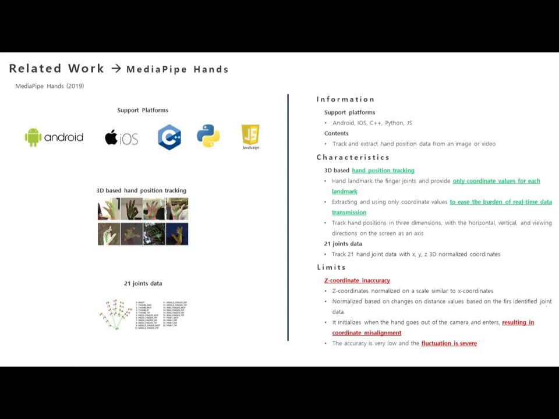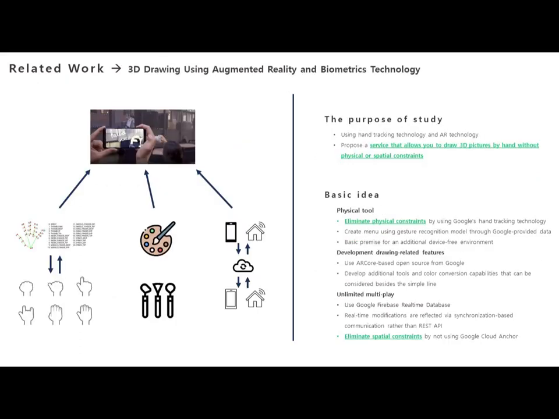Last, MediaPipe Hands. It is an AI framework for recognizing hands provided by Google. It allows extraction of hand location data from images or video in real time. For the features, it produces the location of the hand in video in the form of 3D coordinates. But after internal verification, we confirmed that the accuracy of the Z coordinate, which is the depth, is noticeably low. Through exploring related studies, we would like to suggest a 3D drawing service without physical limitations.